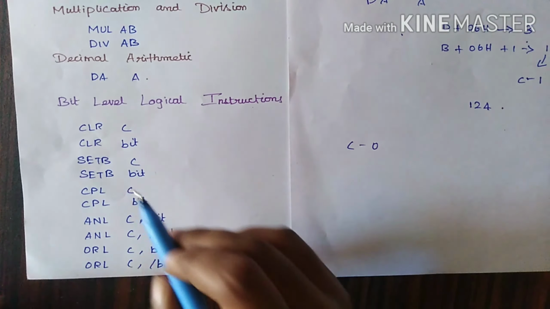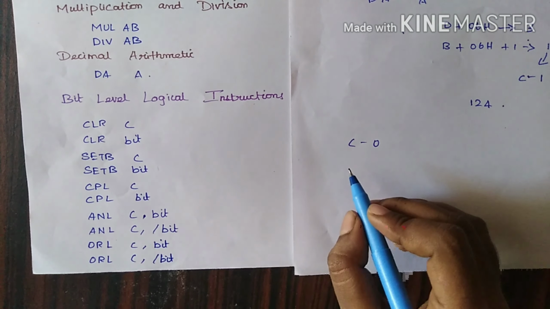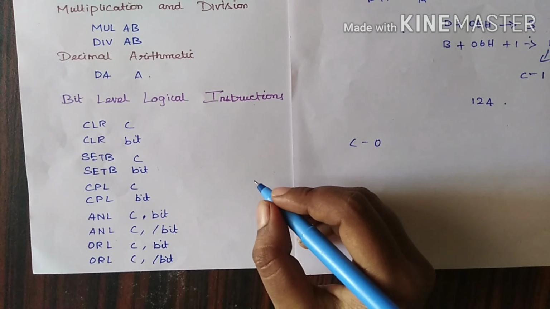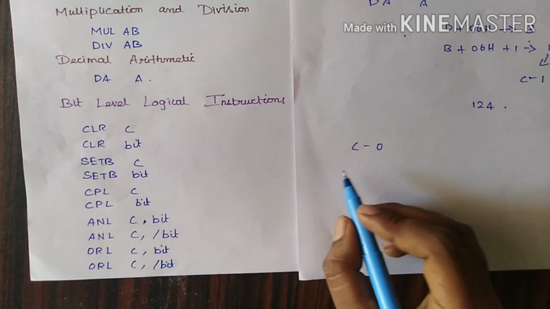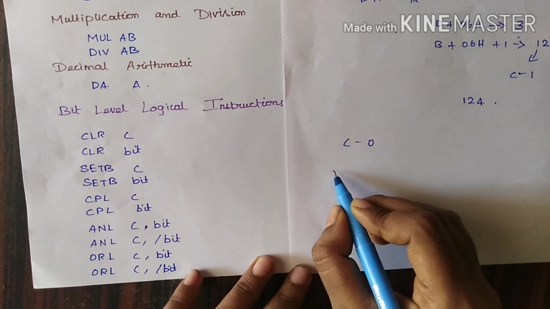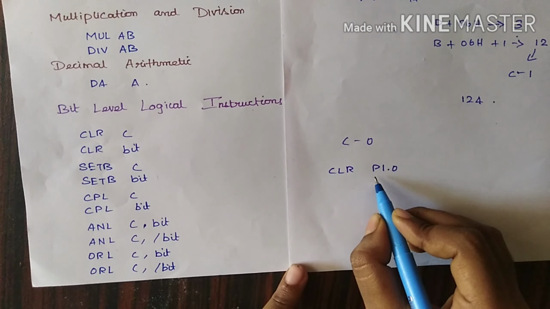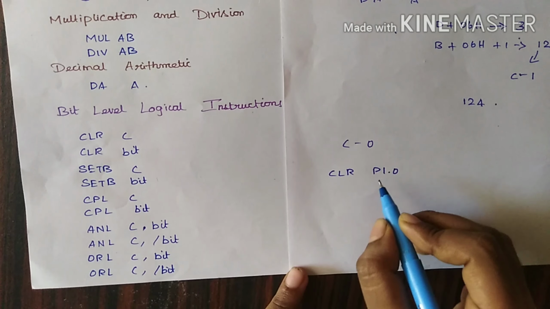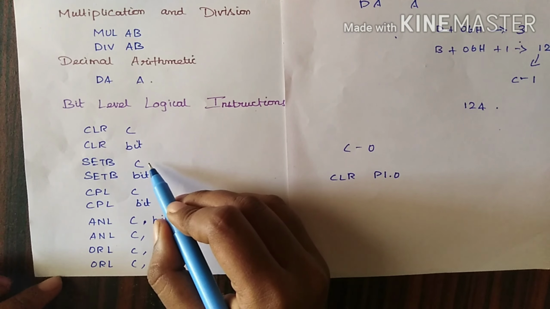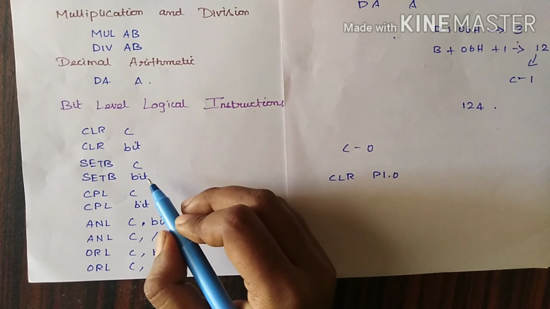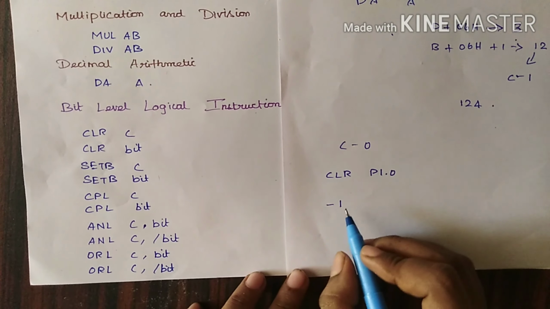And the next one is clear bit. We know that we have bit addressable memory in the internal RAM of the 8051. Those bit addressable memory locations can be addressed individually for bits. So here for example, if we do clear P1.0, this will clear the 0th bit of port 1. And the next instructions are set C and set bit. These set the carry flag and the indicated bit to 1.